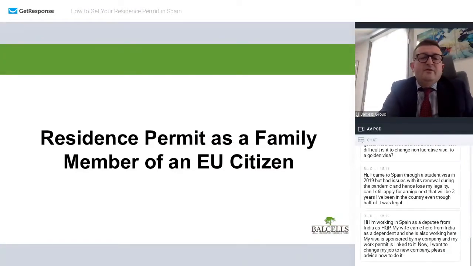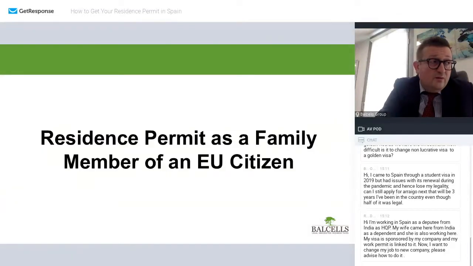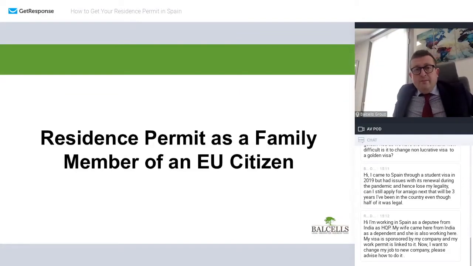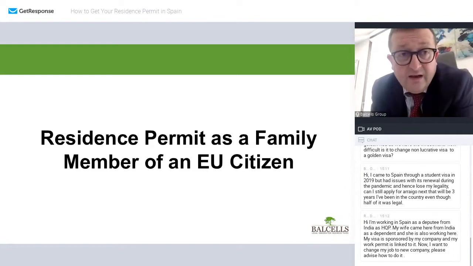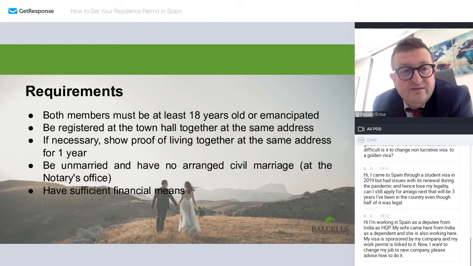Residence permit as a family member of a European citizen. This is what a lot of people are doing now. The legal partnership, pareja de hecho. So if your partner, your wife, or your husband is European and is a resident of Spain, then you can apply for this type of residency permit.